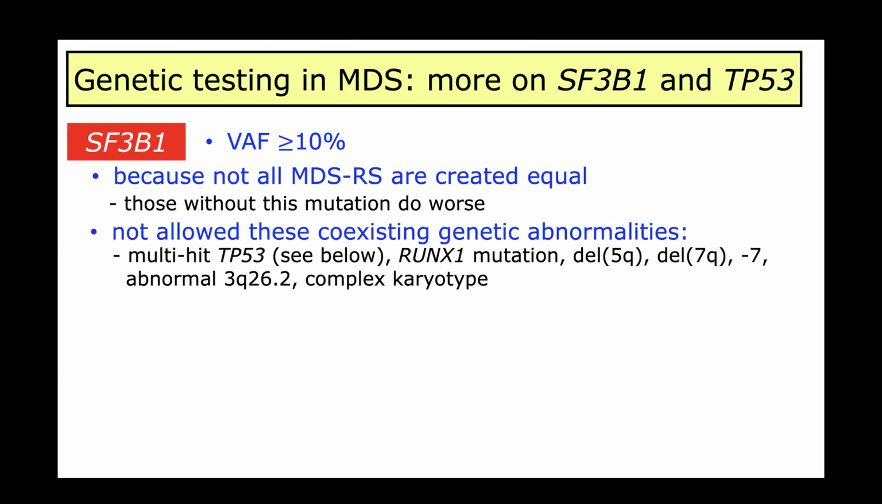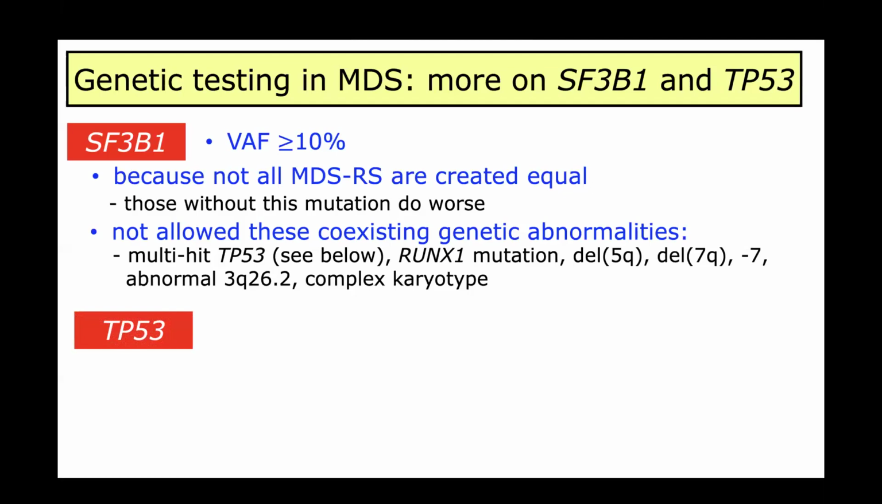Also, you're not allowed to have a number of coexisting genetic abnormalities. Difficult to remember them all, but there are a number of factors that, if seen together with an SF3B1 mutation, multi-hit TP53, RUNX1 mutation, DEL5Q, DEL7Q, monosomy 7, abnormal 3q26, and complex karyotype, you cannot make this diagnosis because that will actually change the biology of the disease.